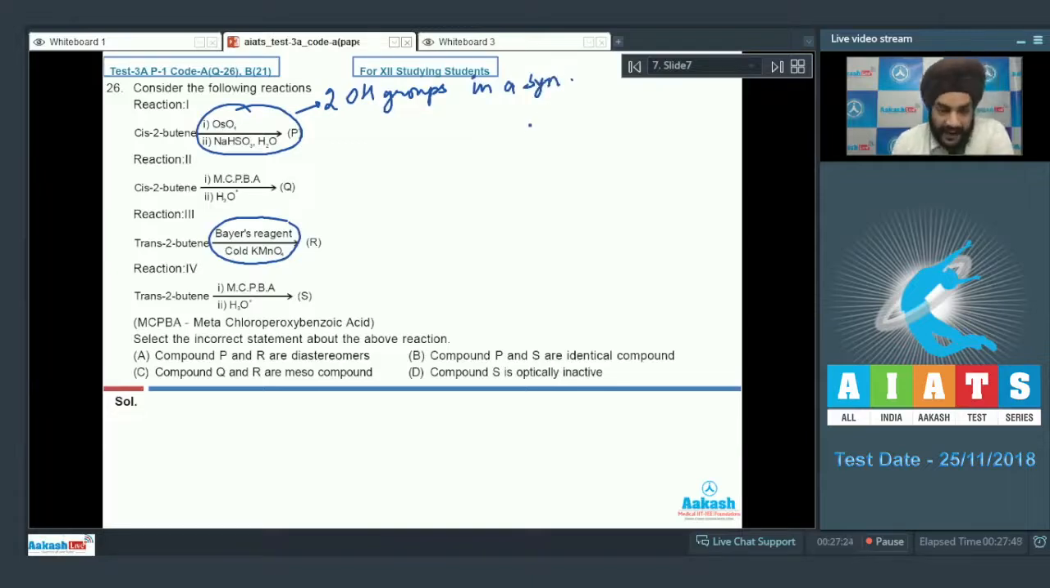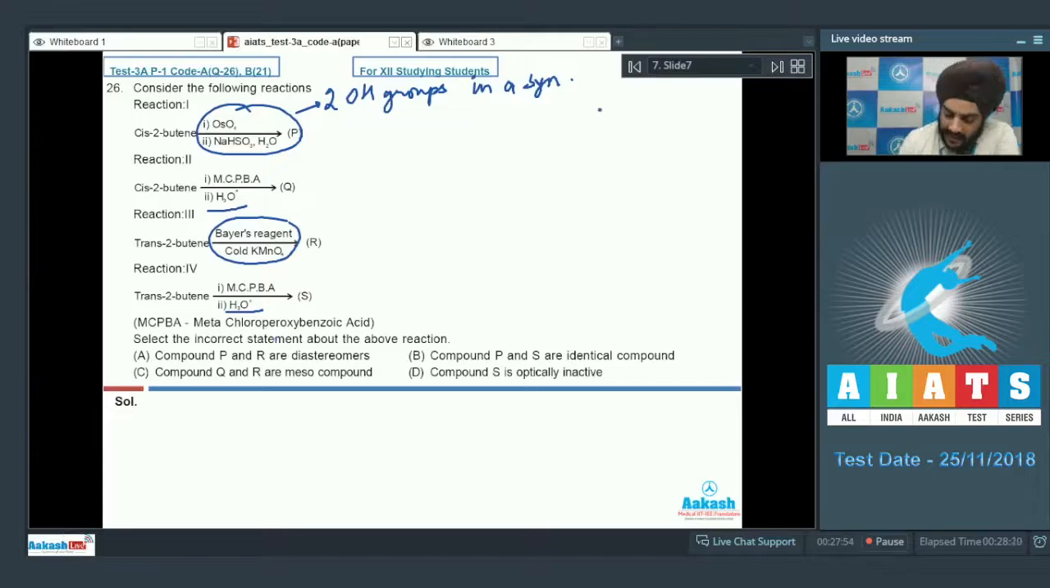And if we look at MCPBA followed by hydrolysis, this MCPBA is nothing but metachloroperoxybenzoic acid. So it will lead to formation of an oxirane, and that oxirane will be further hydrolyzed, leading to the formation of a glycol. So students, this MCPBA followed by hydrolysis is leading to trans hydroxylation. So the addition is anti addition.